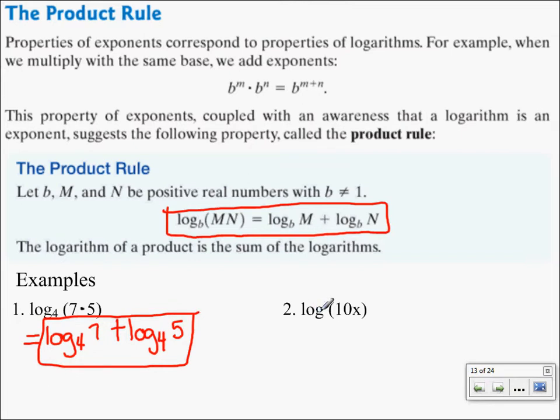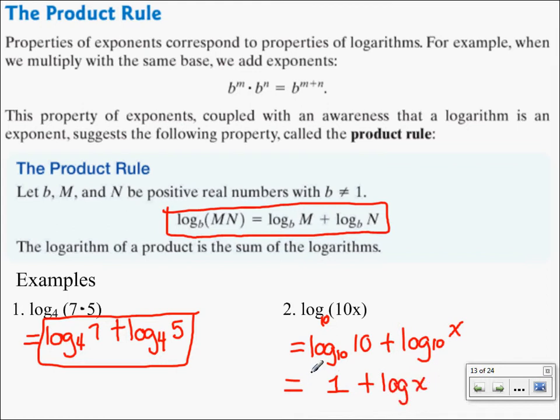Okay, with number 2, we have log, and remember that's an unspoken base of 10. Then we have in parentheses 10x. So we just break that into log base 10 of 10 plus log base 10 of x. And this can be simplified even further, because log base 10 of 10 is just equivalent to 1, plus log x, and you don't have to write that 10 now, just x. And that is an equivalent statement.